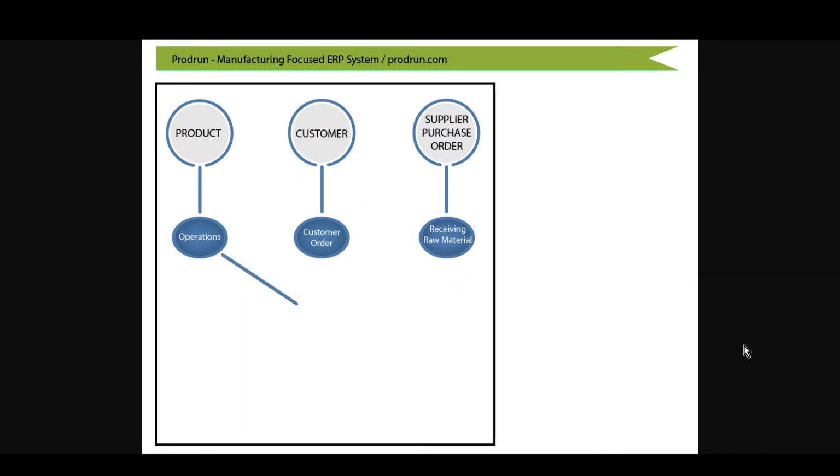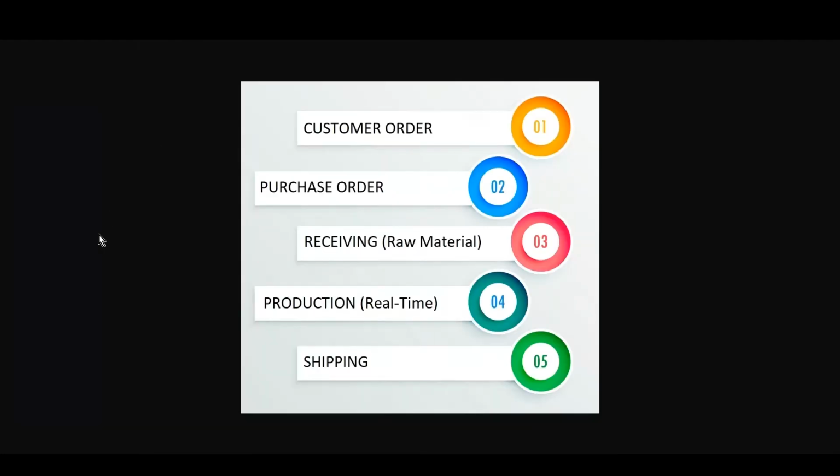All these processes are related to the production. Prodrun lets you monitor your production process in real time. Every component you see here is interconnected. Even it includes the shipping process after production. In Prodrun, customer order, purchase order, goods receiving, production and shipping processes are related with each other.